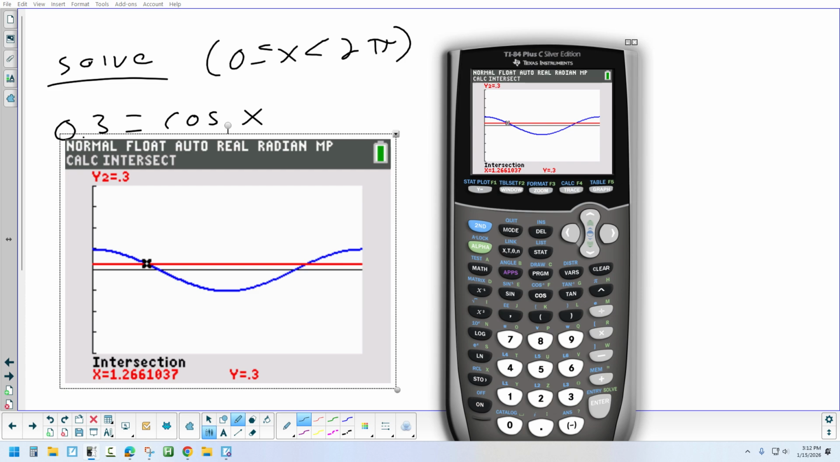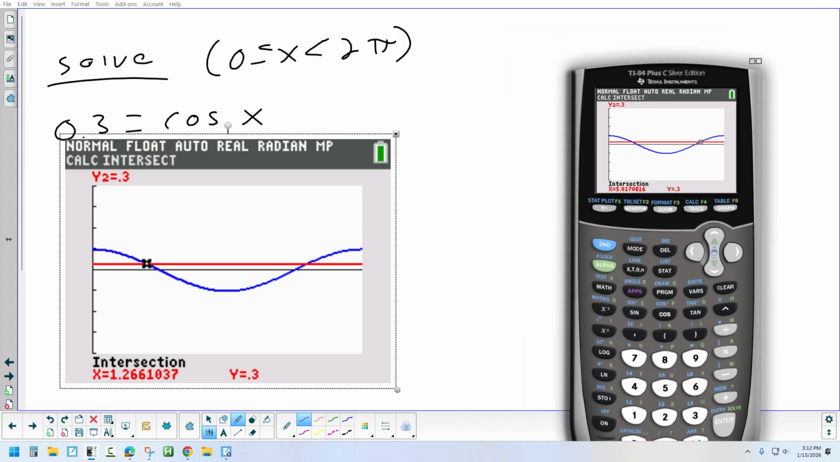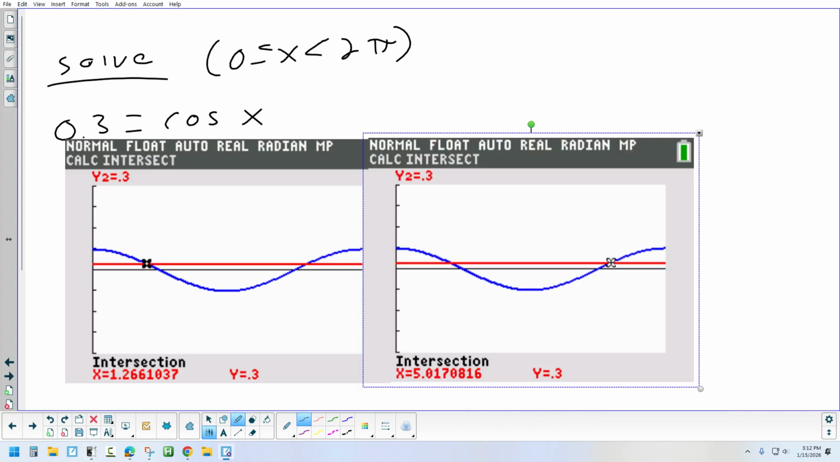Now, when I do the second one, do I have to be careful so that I get the one to the right? How do I make sure I get the one on the right now? Move your cursor closer to the one on the right. That should do it. And that's our second answer. So there's the two answers. You write x equals 1.27, x equals 5.02.